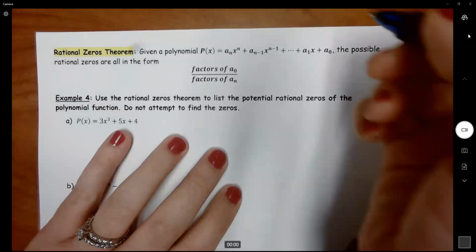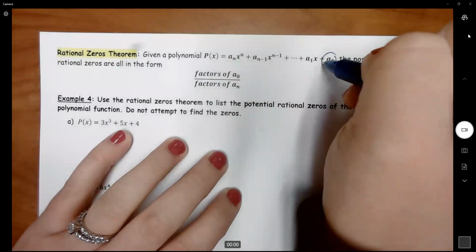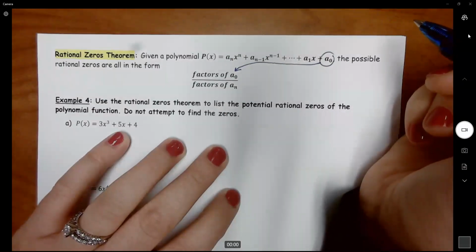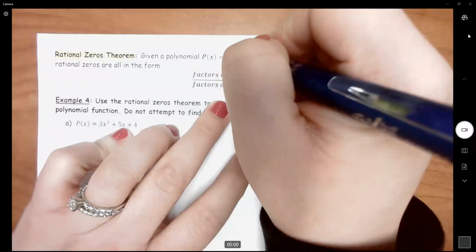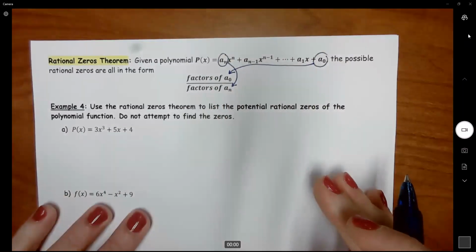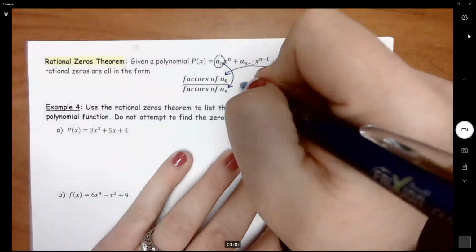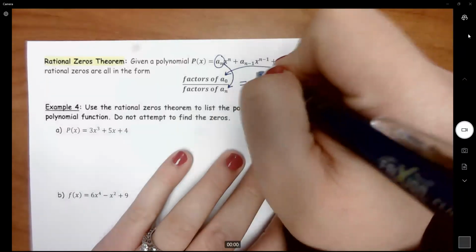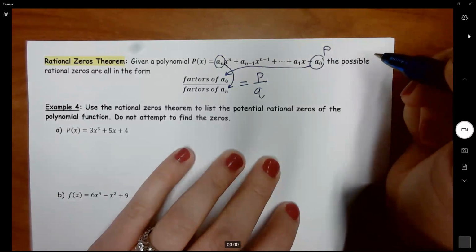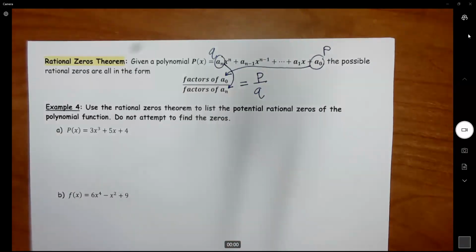So if you kind of look at what we have here, your a naught is in the back, and that's going to go on top, and your a sub n is your leading coefficient. Now, a lot of times we will refer to this as P over Q, where P is your constant and Q is your leading coefficient.